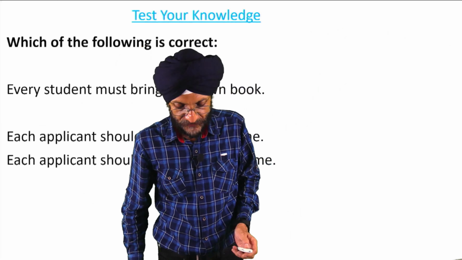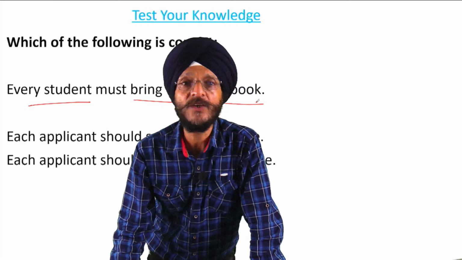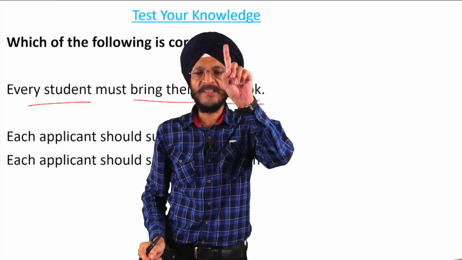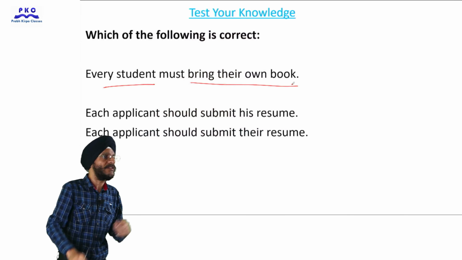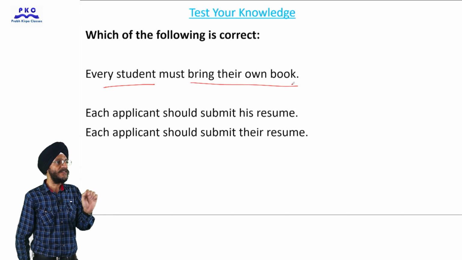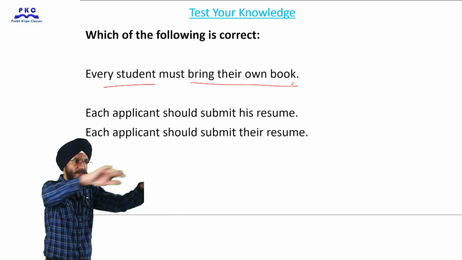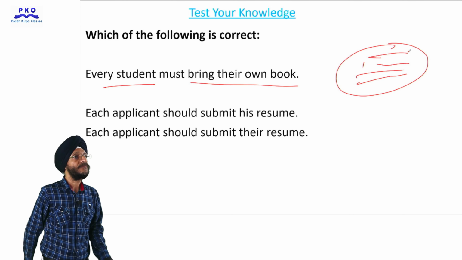Next, which of the following is correct? Every student must bring their own book. Every student, here it is a singular person. That is, we are talking about each person individually, a single person. But here we do not know. In a class, there may be many students.